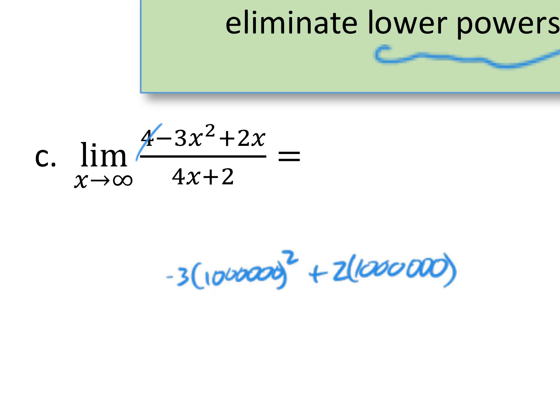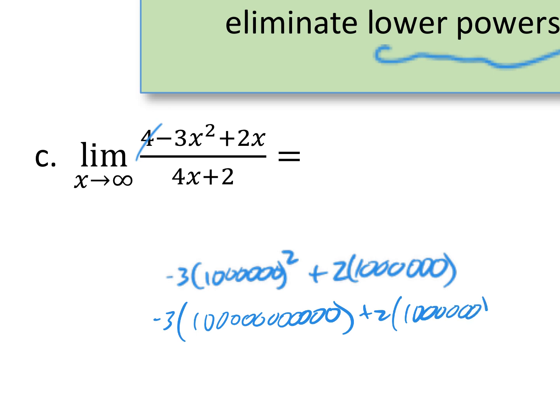Okay, but when we plug in that, this becomes 1,000,000 squared, which is a trillion. All right. So this thing is negative 3 times a trillion, 12 zeros, if I counted that right, plus 2 times a million. So yes, a million is big, but this thing is a million times bigger than this thing. So this is blowing up a whole lot faster than this is.